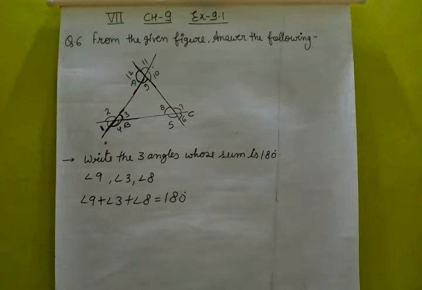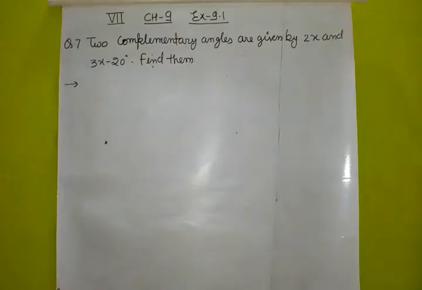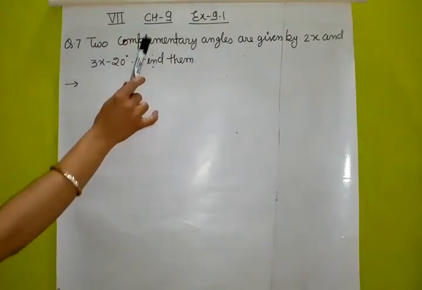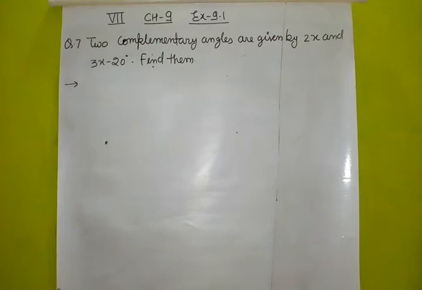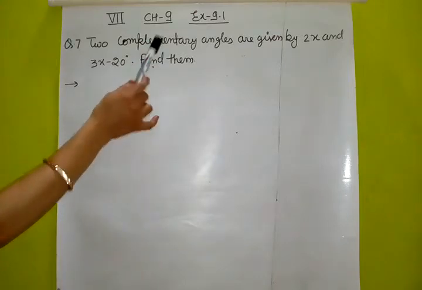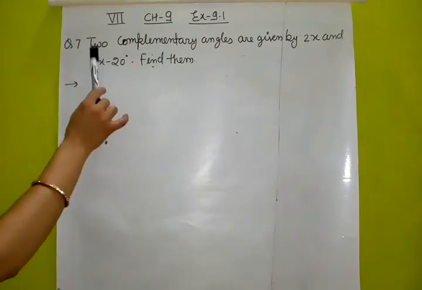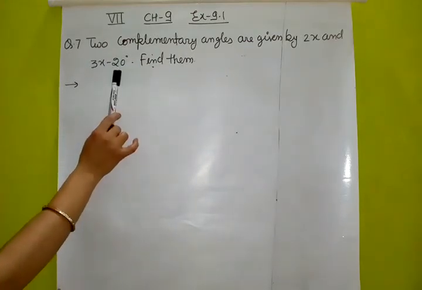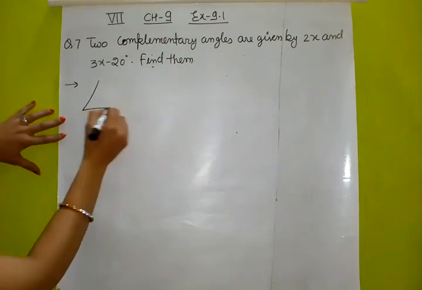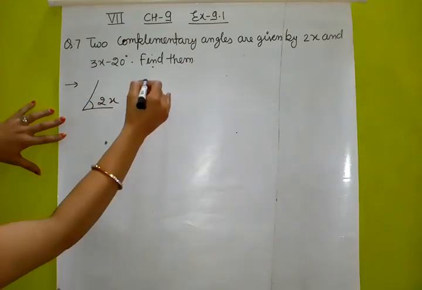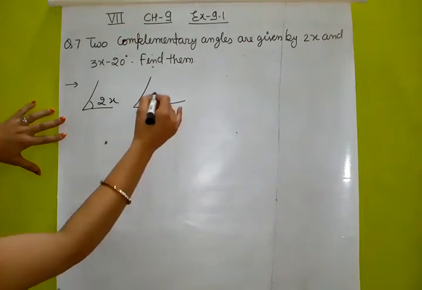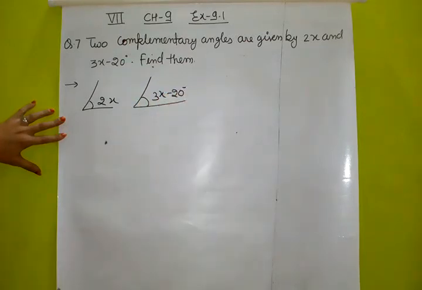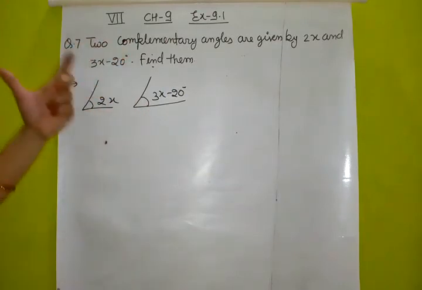Now question number 7. Two complementary angles. Complementary means, students, the sum of two angles should be 90 degrees. So two complementary angles are given by 2x and 3x minus 20 degrees. Find them. Suppose one angle is 2x and another angle is 3x minus 20 degrees, and we are to find both the angles. Complementary means 90 degrees.